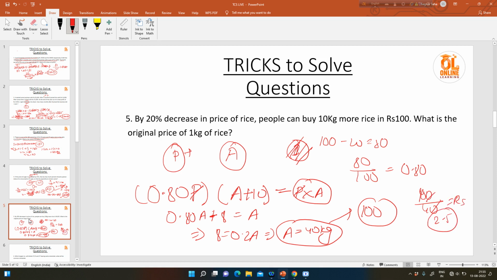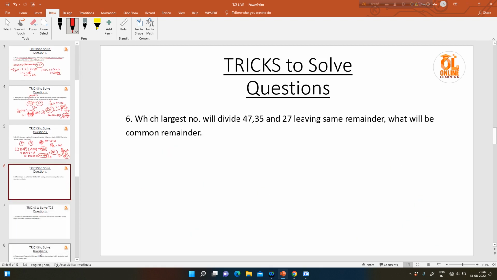And if they ask you the new price of rice, that would be 100, because he can now buy 50 kg rice. 40 plus 10 is 50, that would be 100 by 50, so rupees 2. So the new price is rupees 2. Okay, now let us move to the next question.